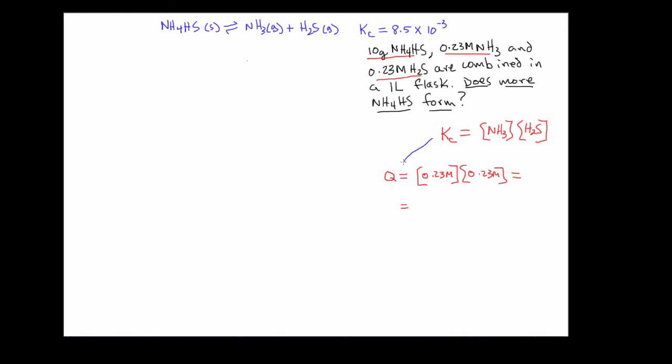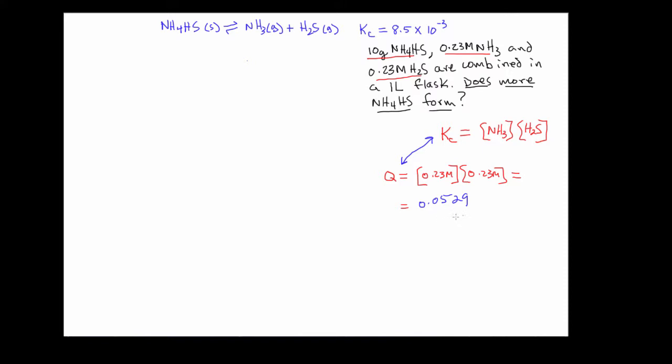And when we multiply those two values together, remember, there's another learning issue here. The Kc and the Q are written the same way. The Q only has initial concentrations in it, and since this is heterogeneous, the 10 grams of the NH4HS doesn't matter here. So the Q value that I get is actually 0.0529, which is the same as saying essentially 5.3 times 10 to the minus 2.